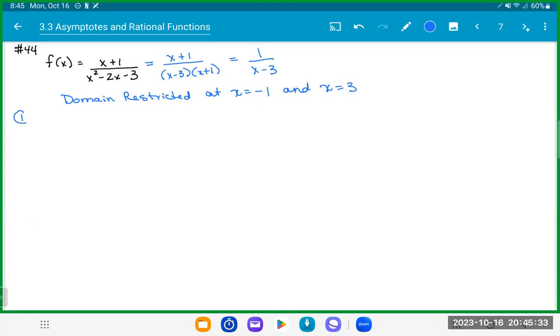So the first thing on our list is intercepts. The intercepts, we can calculate those. First of all, f of x equal to 0 has no solution. Since it has no solution, that means we are not going to have an x-intercept.